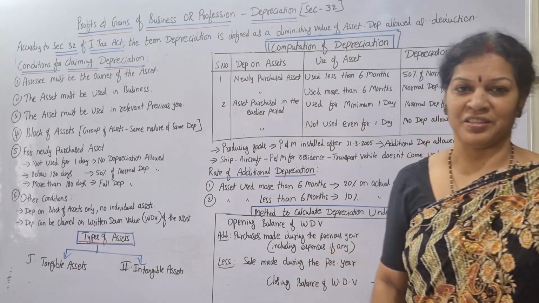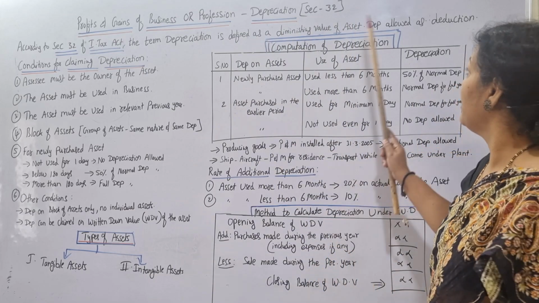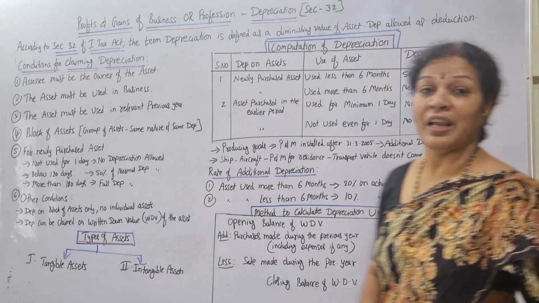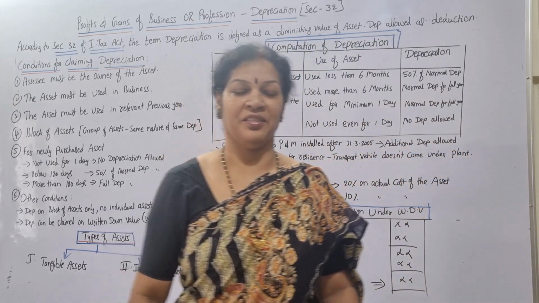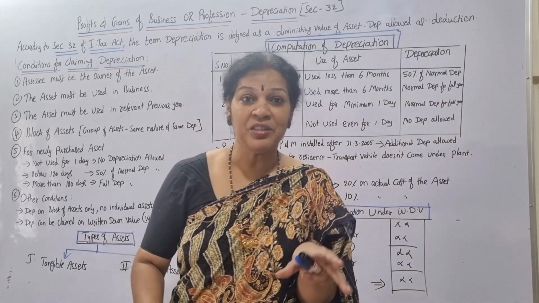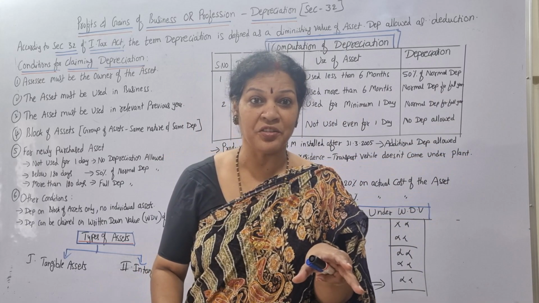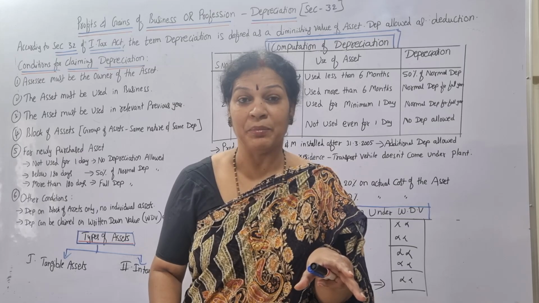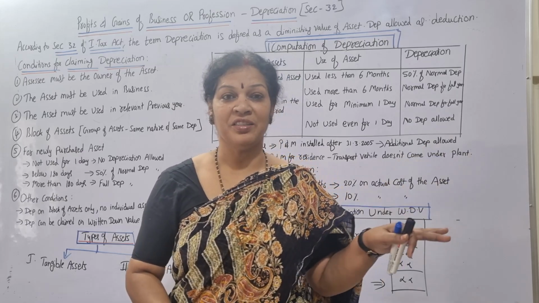The asset value is decreasing; that is the diminishing value of an asset. And depreciation is allowed as a deduction. Because the value is decreasing, you are eligible to take the deduction. Some concession you can claim. So that is the reason we are learning this chapter.